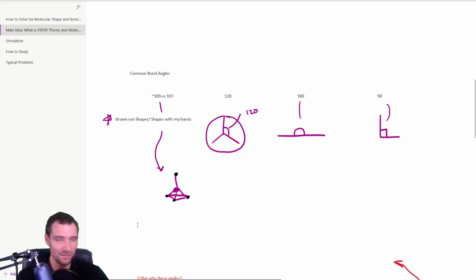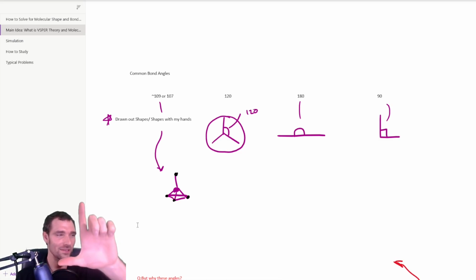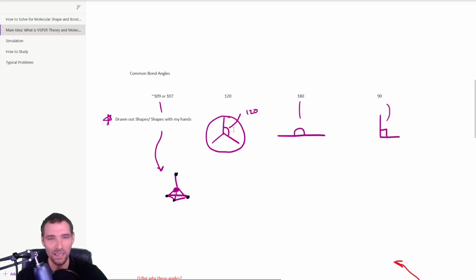And the way I like to imagine this is, 90 degrees is pretty easy to visualize. Same with 180. It's pretty easy to visualize. 120, I remember that by thinking about 360 degrees in a circle. If we split that up into thirds, 120, 120, 120, so you can kind of see that it has to be 120 between all of them. And then to remember 109, I know it's got to be bigger than 90 and less than 120. That's just intuition with me.